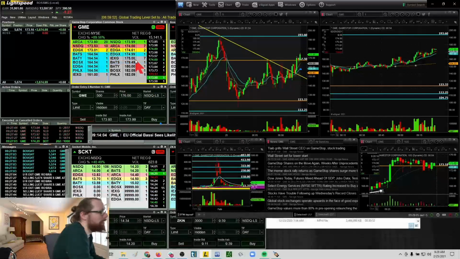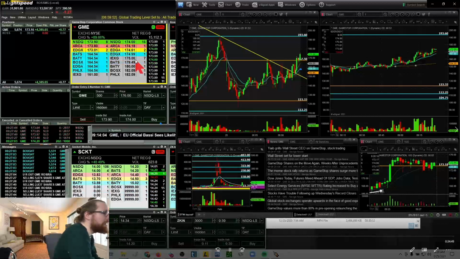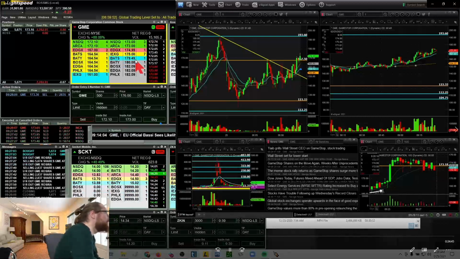Again, when you have an obvious line in the sand like that, you're going to have a lot of other people that are selling and or shorting at that same price. And you might not get good fills on your exit.